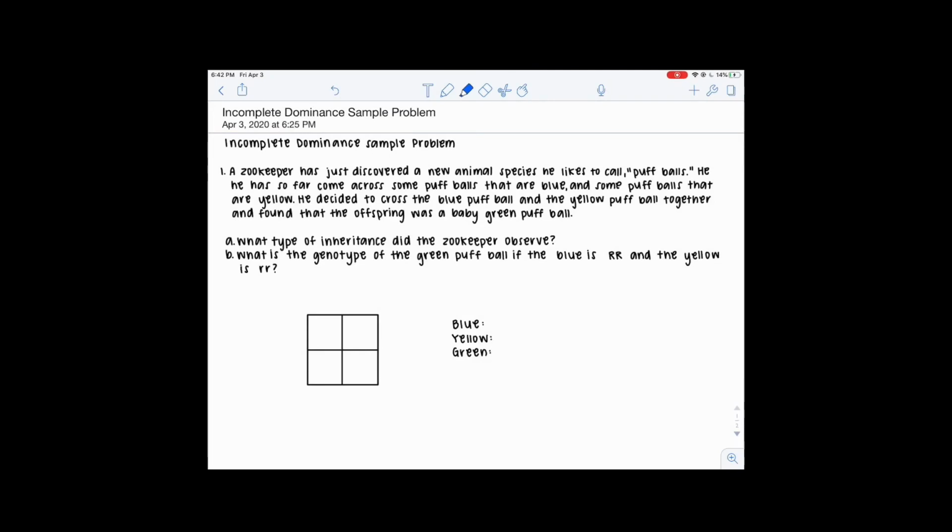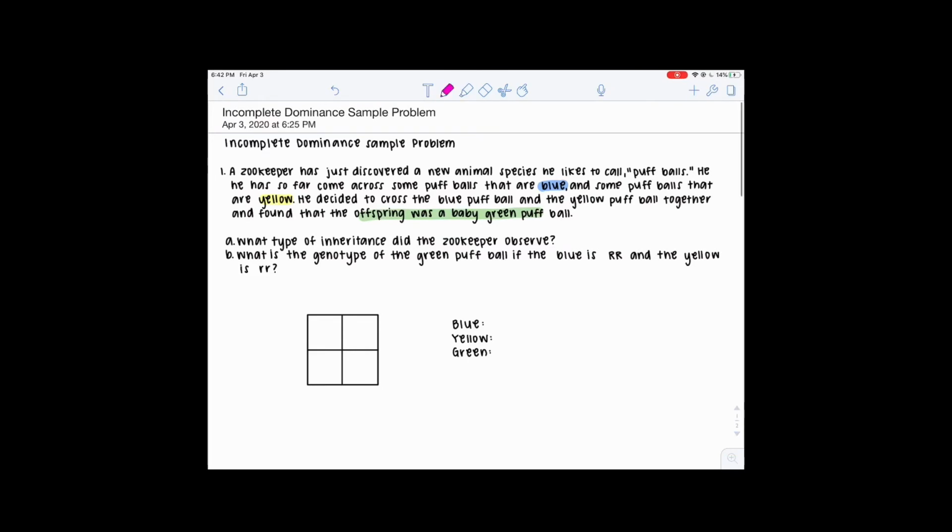Incomplete dominance sample problem. A zookeeper has just discovered a new animal species he likes to call puffballs. He has so far come across some puffballs that are blue and some puffballs that are yellow. He decided to cross the blue puffball and the yellow puffball together and found that the offspring baby was a green puffball. What type of inheritance did the zookeeper observe?